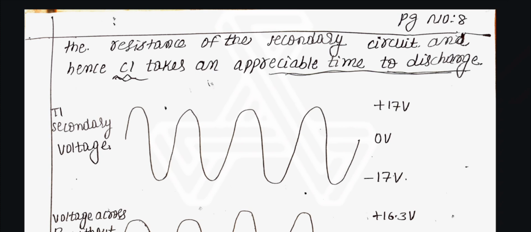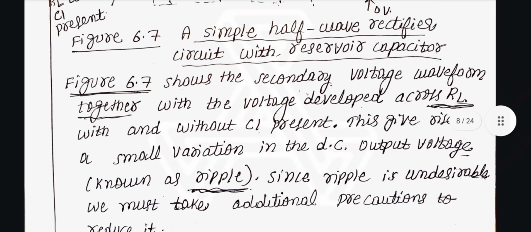The T1 secondary voltage, plus 17 volt, and the 17 volt voltage across RL without C1 present. It is pulsating 0 volt. Voltage across RL with C1 present, at ripple 0 volt. Simple half-wave rectifier with reservoir capacitor. It shows the secondary voltage waveform together with the voltage developed across RL with and without C1 present. This gives rise to a small variation in DC output voltage known as ripple.